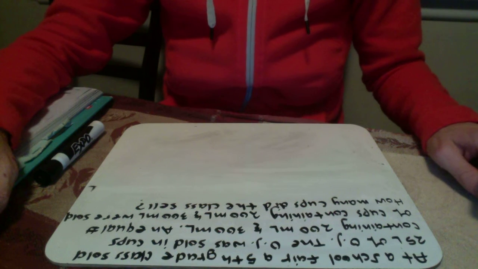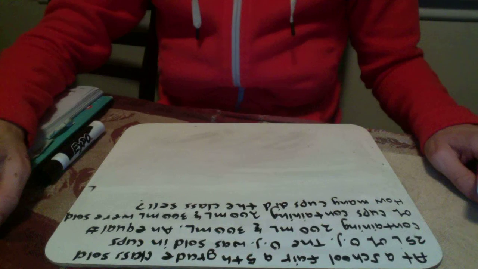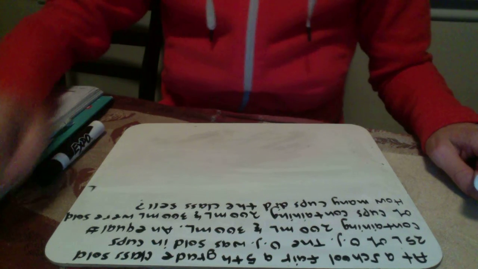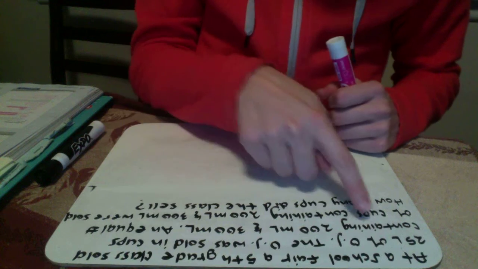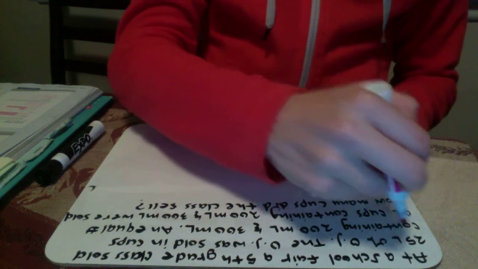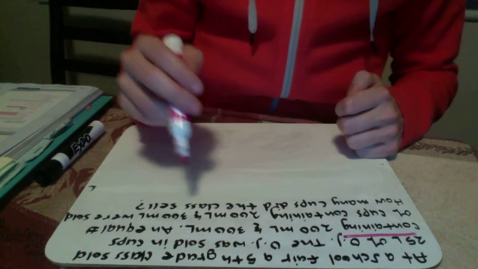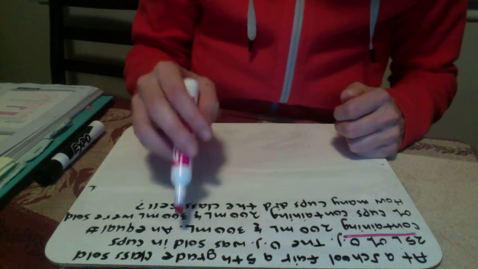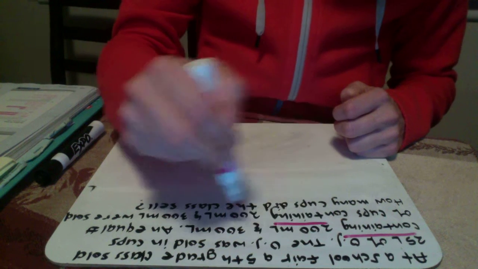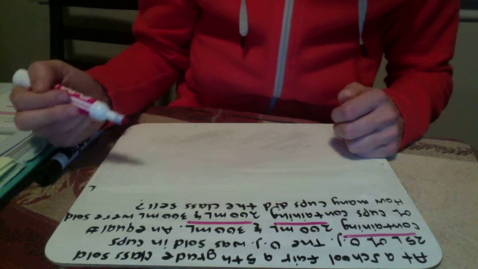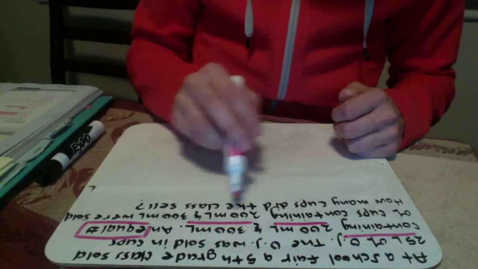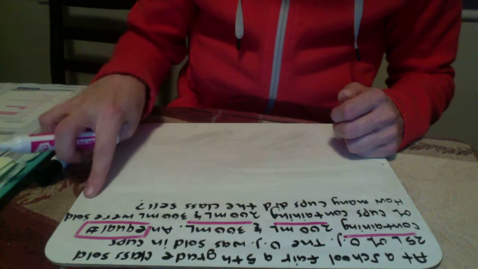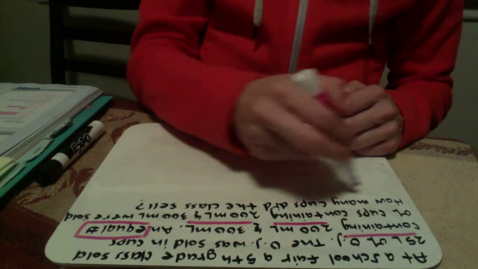Okay, so for question number 79 from our cumulative review, we are going to look at a school fair. A fifth grade class sold 25 liters of orange juice. The orange juice was sold in cups containing either 200 milliliters or 300 milliliters. An equal number of cups containing 200 milliliters or 300 milliliters were sold. How many cups did the class sell?